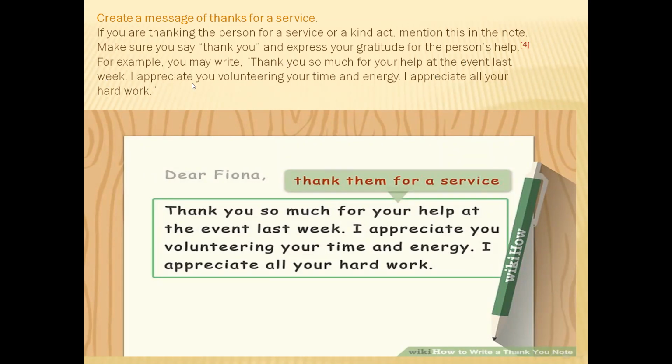I appreciate you volunteering your time and energy. I appreciate all your hard work. Volunteering is when you are working without taking money. So he was helping her for free. This is why she was thanking him.